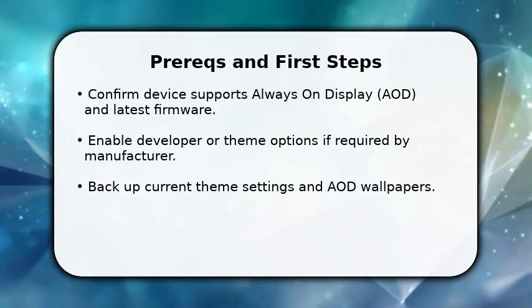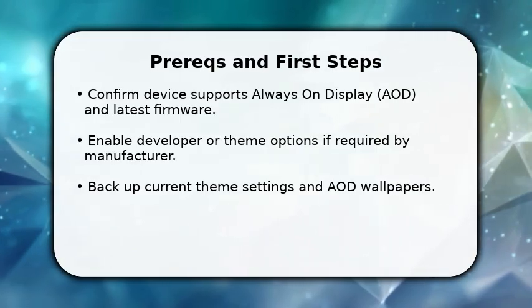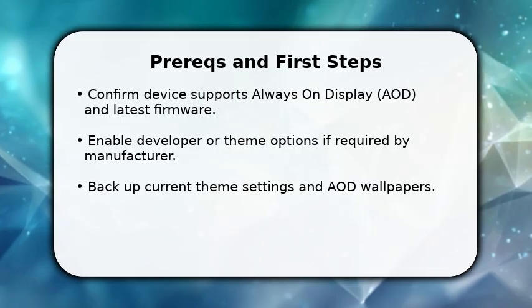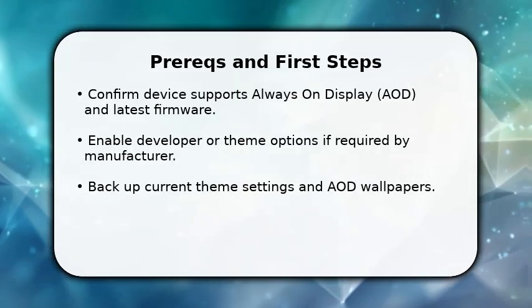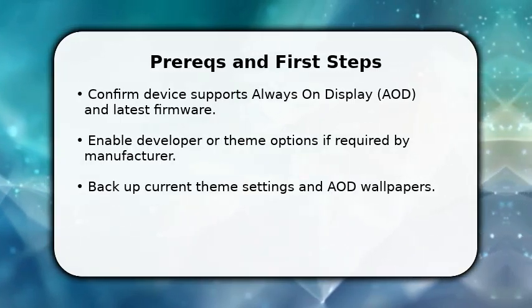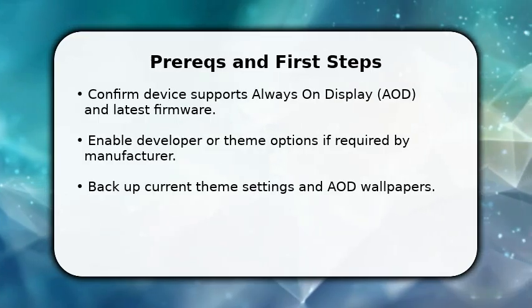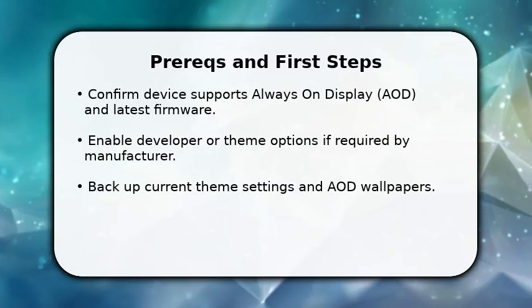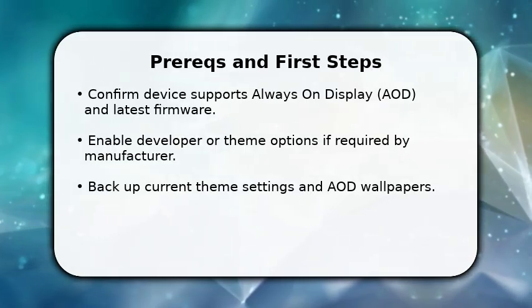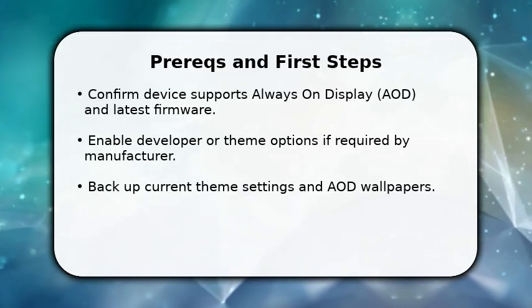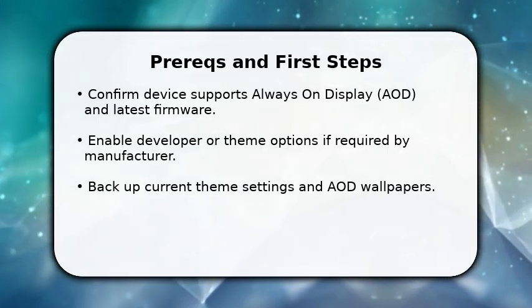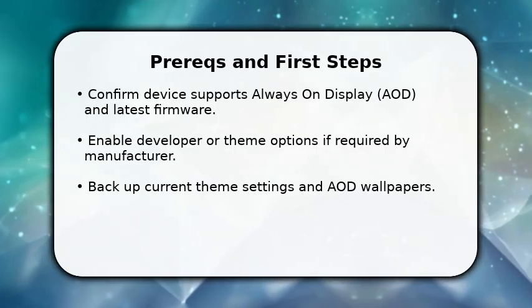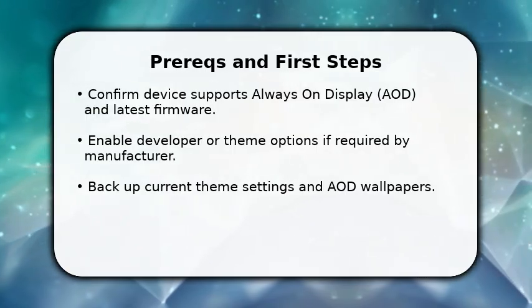Enjoy the video. You start by verifying compatibility. Check that your phone supports Always On Display and is on the latest firmware so themes apply correctly. Once confirmed, enable any manufacturer-specific theme or developer options that unlock custom AOD content. This is essential because many devices gate theme installs. Meanwhile, make a quick backup of your current theme settings and AOD images so you can restore if needed.